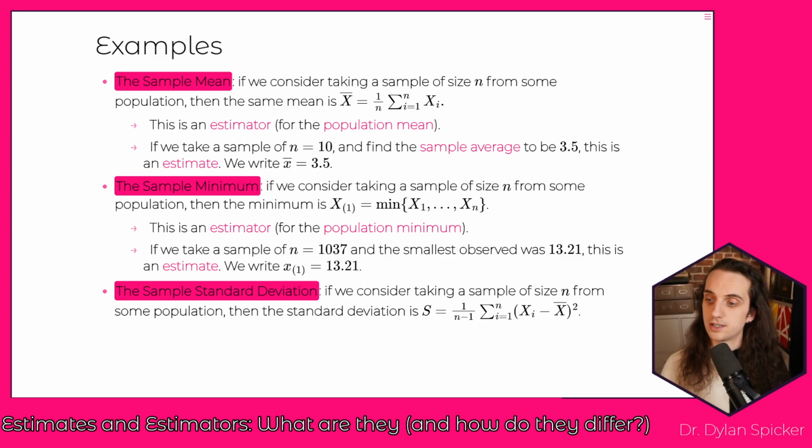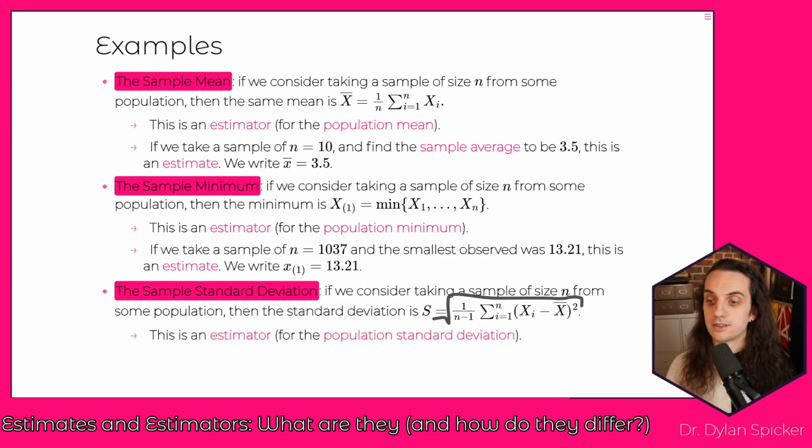The sample standard deviation, right? If we consider taking a sample from some population, then the standard deviation is given by this expression here. There's a square root missing in this expression, so this should actually be the square root of what we have there. But the point still remains that this expression down here is an estimator. It is a function that takes in data and outputs some number. It's not a number itself. Because it's an estimator, it's random, it has sampling variability. We can talk about its sampling distribution, and it's probably an estimator for the population standard deviation.